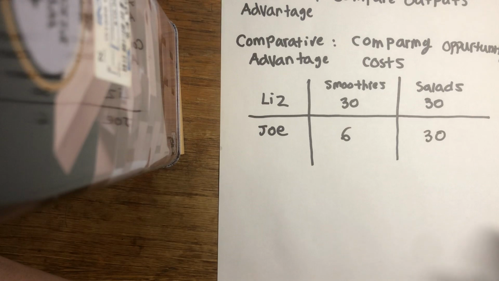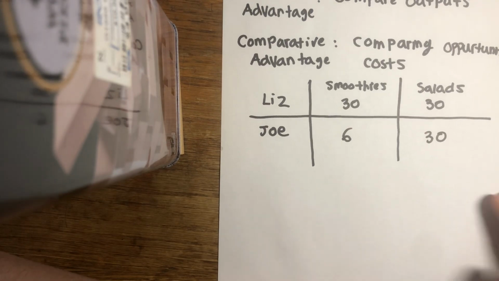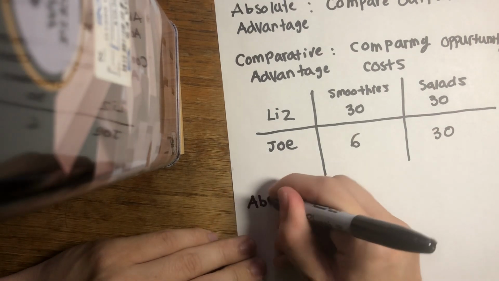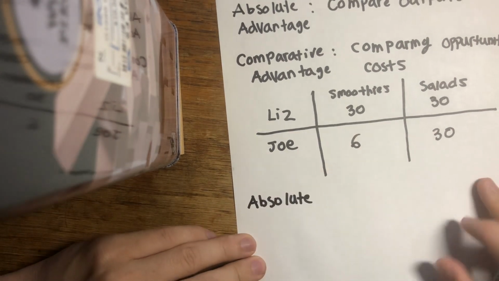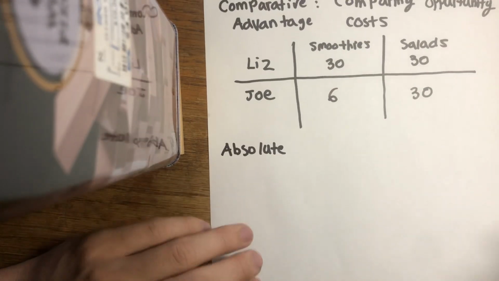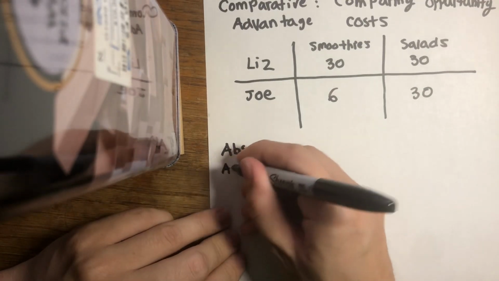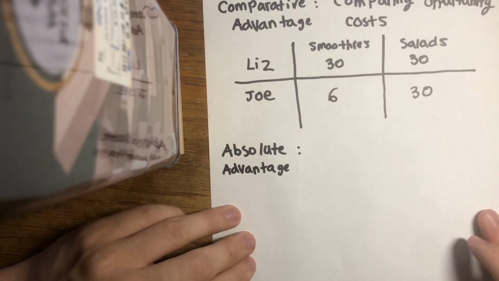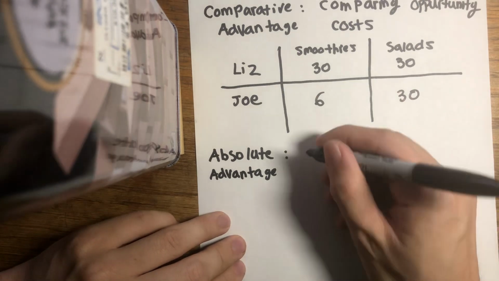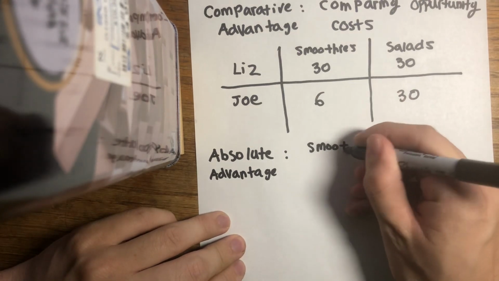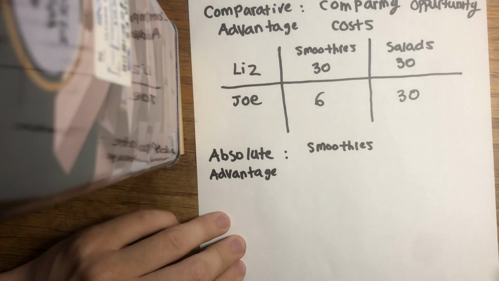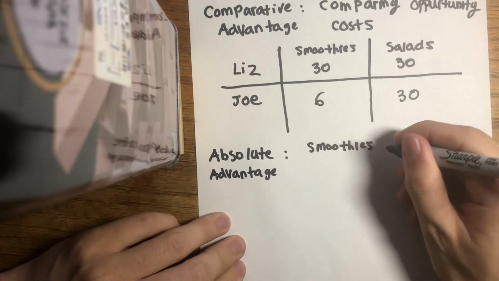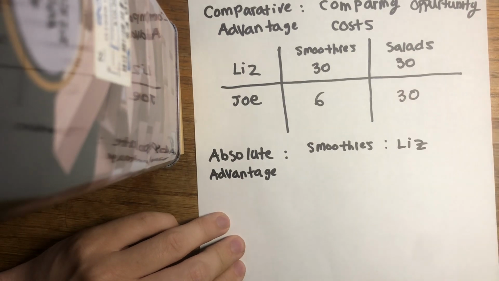As we see over here, immediately we can see how to calculate the absolute advantage. First and foremost, as I mentioned before, we're comparing with respect to output. So it's very simple and straightforward to see who has the absolute advantage. First of all, in terms of smoothies, who has the absolute advantage in smoothies? Liz or Joe? Liz makes 30, Joe makes 6. So obviously Liz has the absolute advantage.